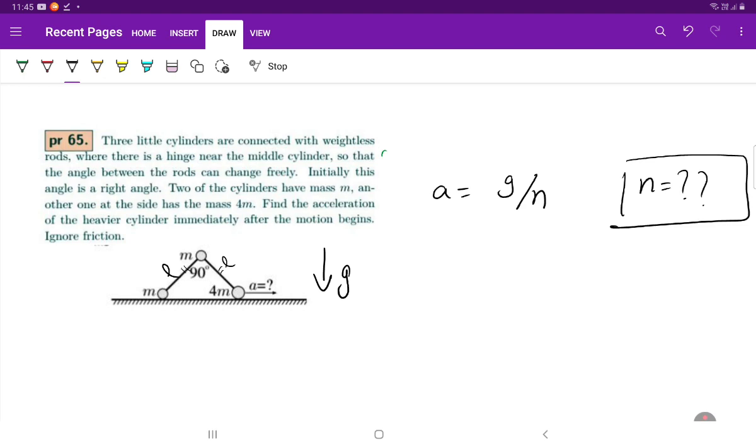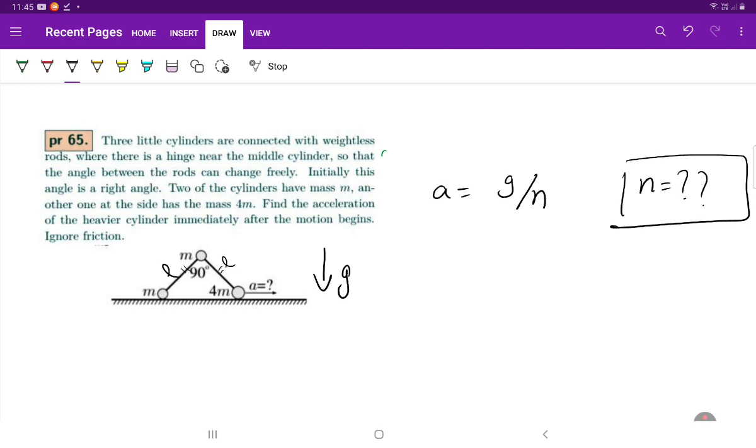Three little cylinders are connected with weightless rods, where there is a hinge near the middle cylinder so that the angle between the rods can change. So at the middle cylinder there is a hinge which connects both the rods so that the angle between them can be changed. Now two cylinders have mass m and the other has mass 4m. You can see that the right side cylinder has the mass of 4m.